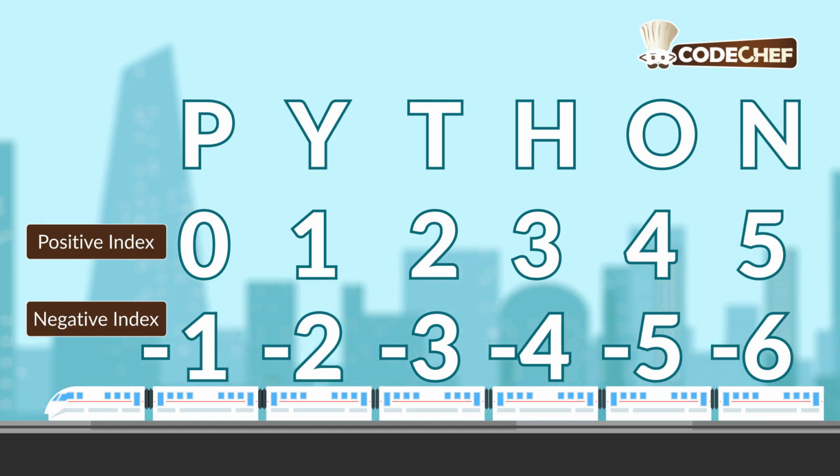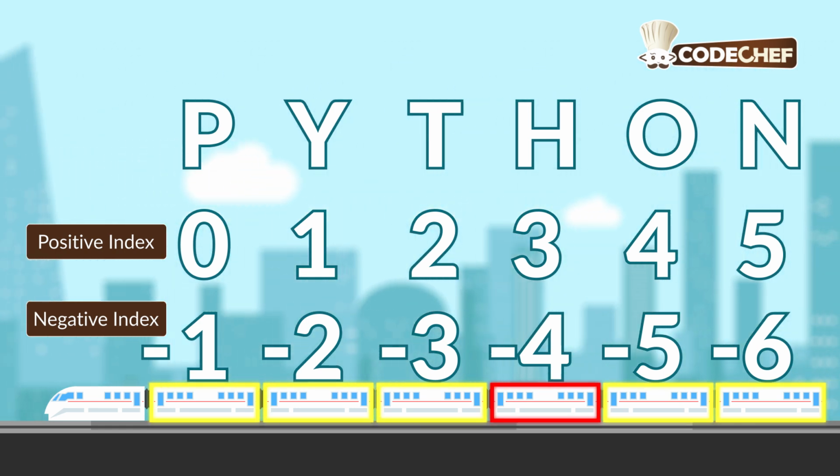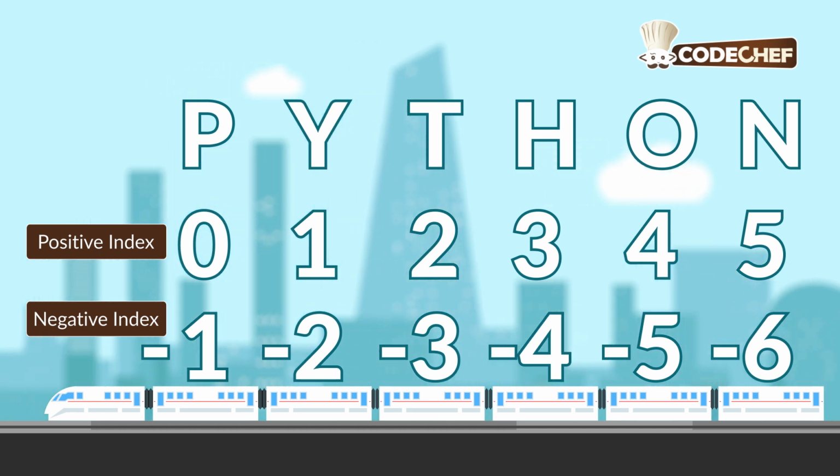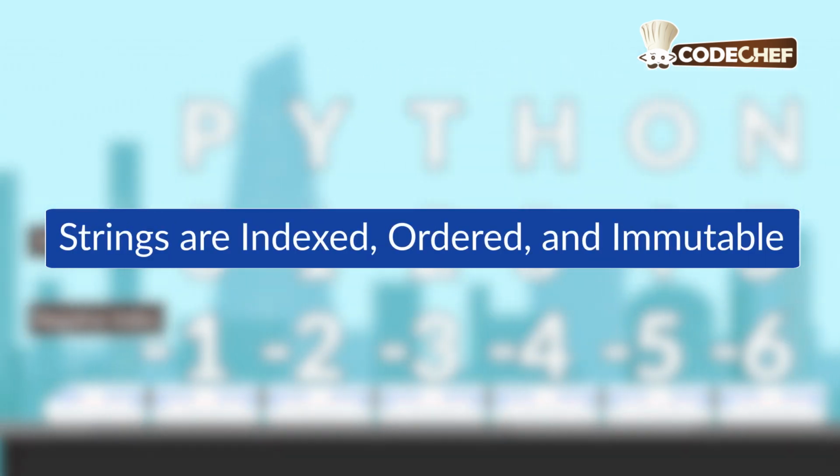But here's the most important rule. The train is built to last. You cannot change a single carriage. You'd have to build a whole new train. This is called immutability, and it's a core property of Python strings.